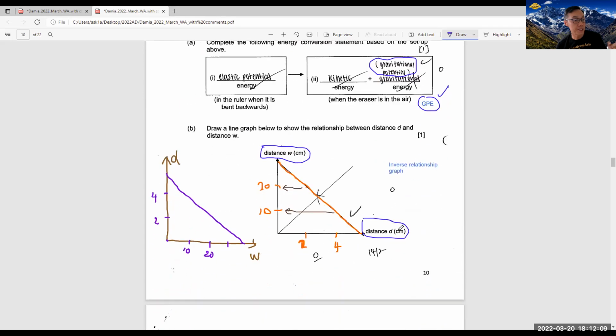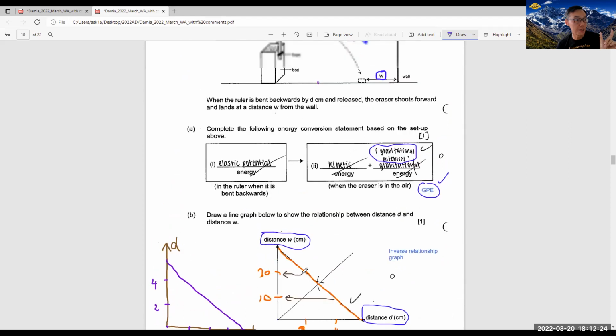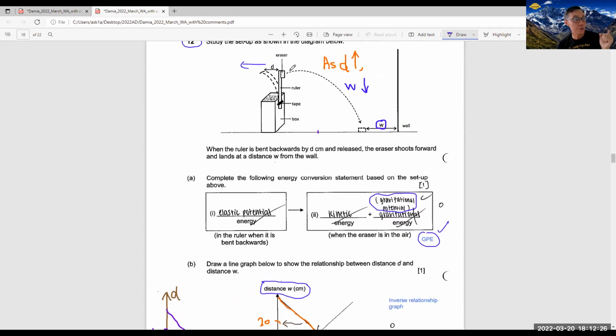So as you can see, this is distance d, right? So if distance d is 0, the ruler will not store any elastic potential energy. So it'll be here. So imagine you stretch to the distance of 2 centimeters or 2 units, and you fire it. So 2 centimeters, that means maybe the eraser will land here, and you measure this distance from here to here.